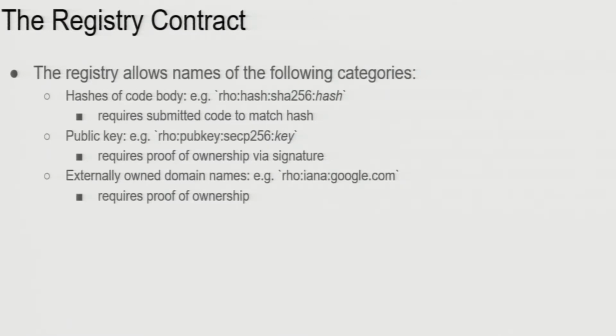And for both of these, you need to submit evidence that you actually own these things, right? When you ask to have a particular hash, you have to submit the code that hashes to that hash. And when you ask to control a public key, you have to show that you own the private key by doing a signature type thing. And we'll also have some system for domain names and registering of those domain names.